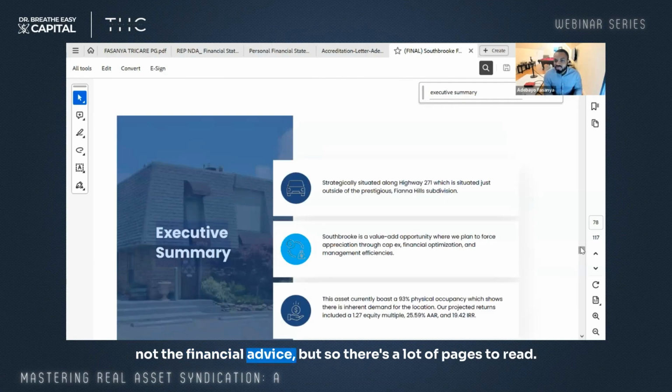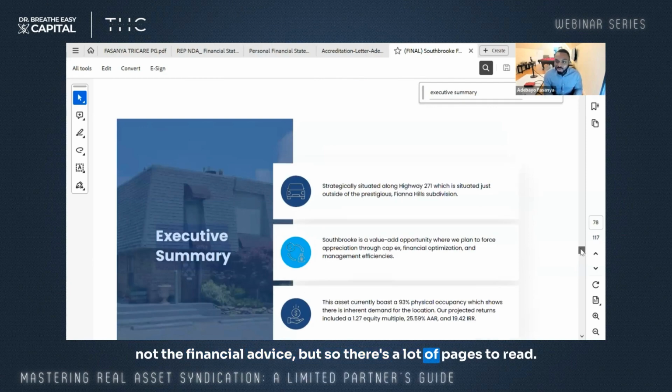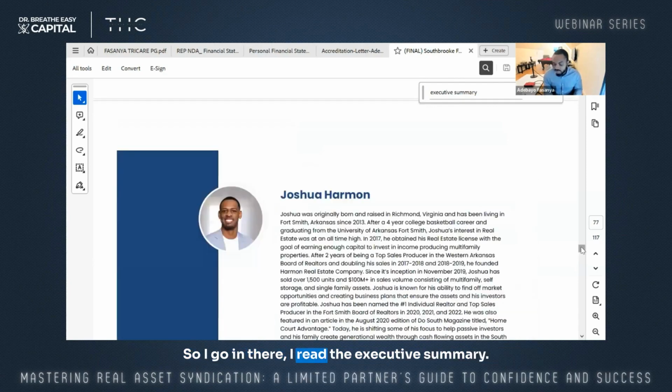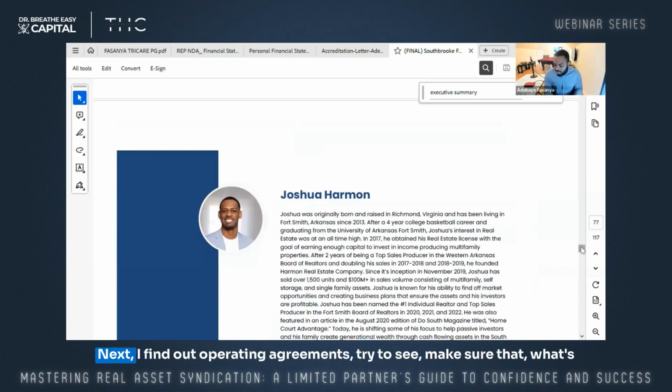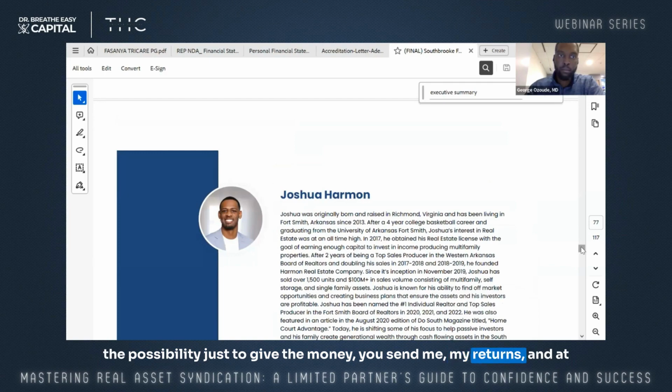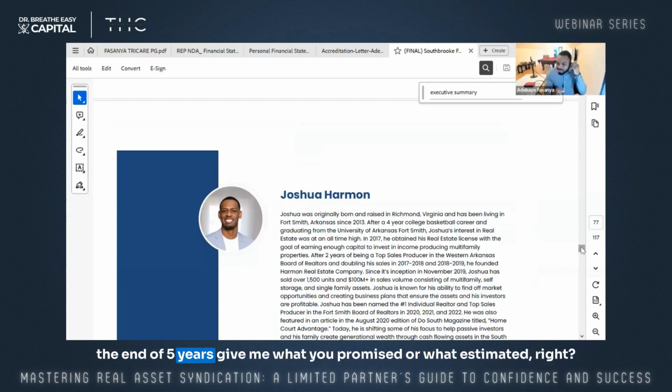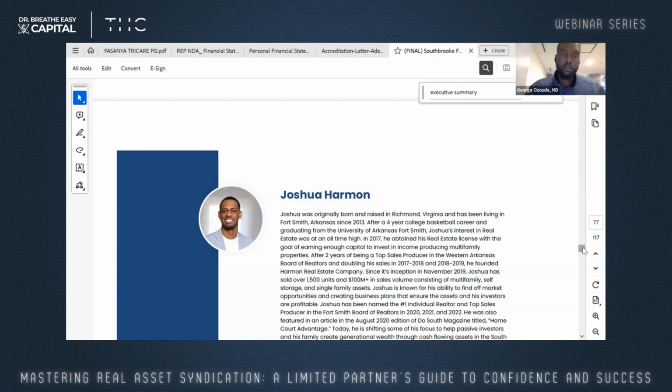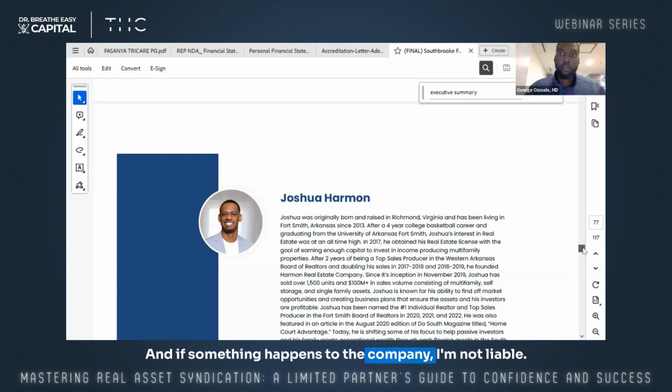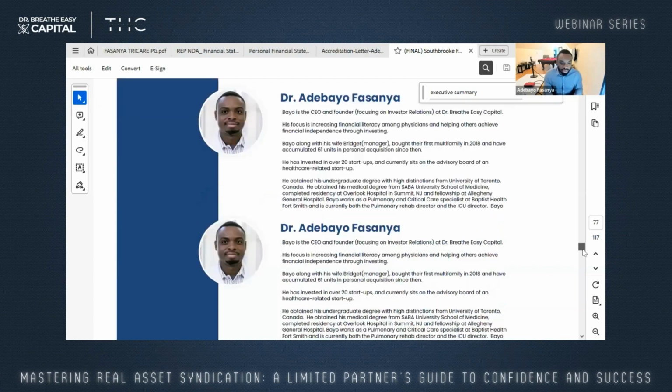Not financial advice, but there are a lot of pages to read. So I go in there, I read the executive summary. Next, I find the operating agreement, and make sure that my responsibility is just to give the money. You send me my returns. At the end of 5 years, you give me what you promised or what you estimated, right? Projected. And then we shake hands and we're friends and I'm gone. And if something happens to the company, I'm not liable. So I do that.